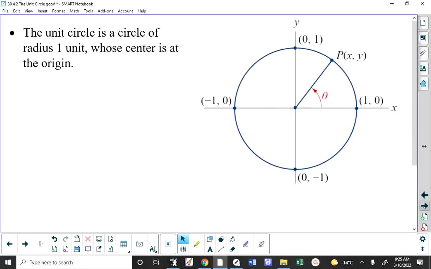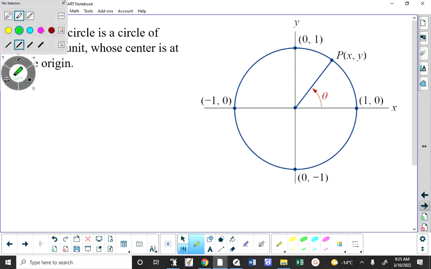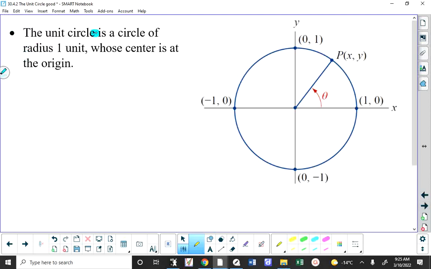So let's take a look at what the unit circle is. When you look at the phrase unit circle, the word unit in mathematics means one. You don't often use the word unit to indicate the number one, but that's what unit means in mathematics. Unless you're talking about what's the unit of area, right? The word unit can have different meanings, but by itself, the word means one. So it's a circle of radius one unit, and it's centered at the origin.